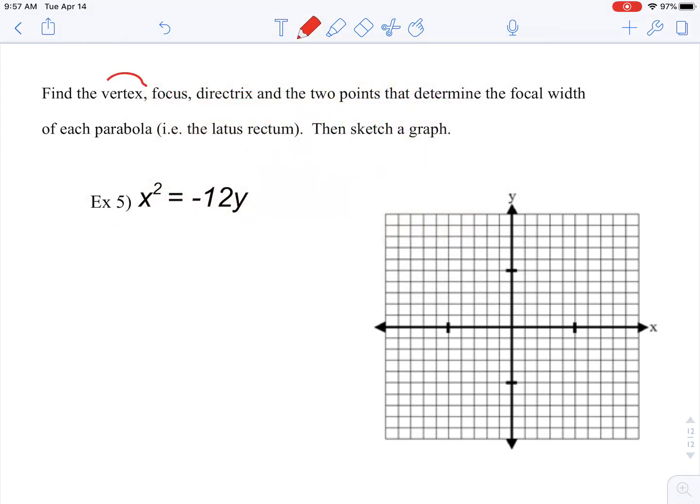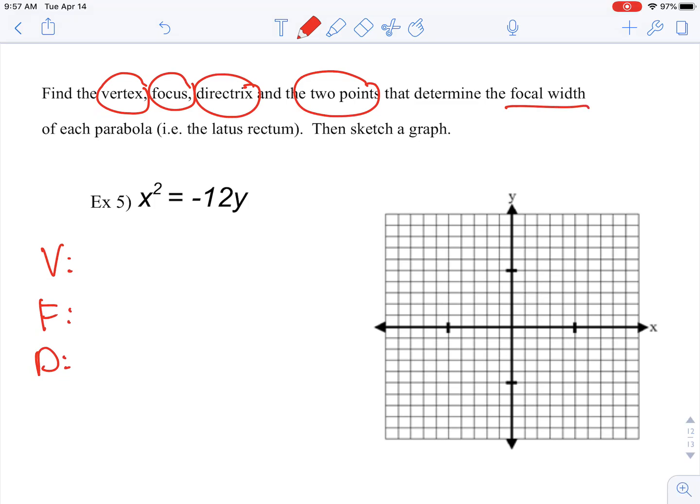Okay, same things. We need the vertex, the focus, the directrix. So vertex, focus, directrix. We also need 2 points that form the focal width. So I'm going to write focal width, and we're going to need 2 points here. And we have the equation.